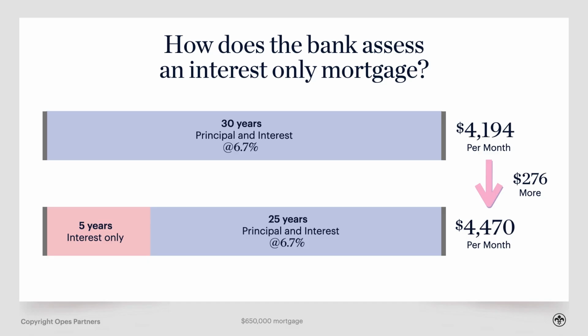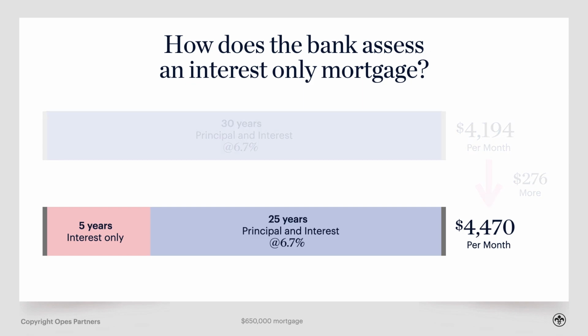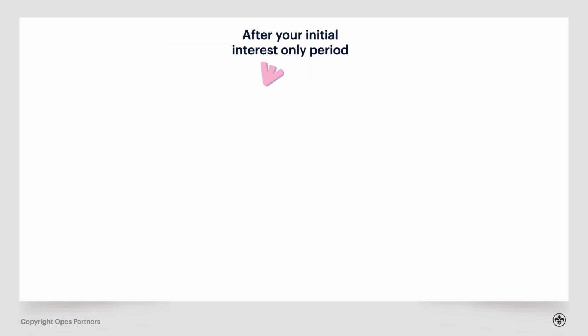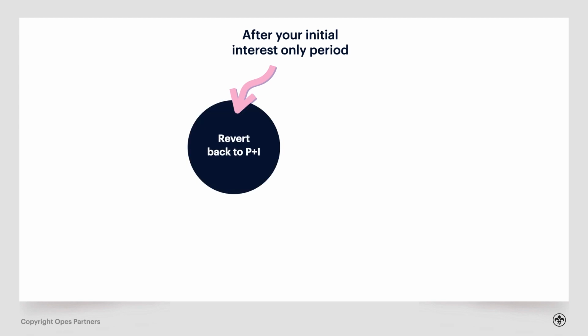Now I know what you're thinking. Well, I get my 5-year interest-only period. I hold the property for 5 years. What happens at the end of that? Well, there are two main things that can happen. Either you can revert back to principal and interest. So you go through your 5-year interest-only period, you're now on principal and interest, and you're paying it back over a 25-year period. That means that your repayment will be higher. It'll actually be higher than if you were paying it back over 30 years.